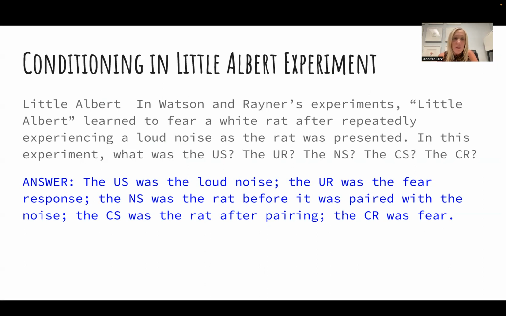So in this experiment, the unconditioned stimulus is the loud noise, because it naturally, without any learning having to occur, produces a fear response in most human beings, right? The neutral stimulus, which becomes the conditioned stimulus, is the rat. Before the rat was paired with this awful noise, it didn't elicit any sort of reaction in Albert. Only when it was paired with that natural stimulus to produce the fear response did it eventually become conditioned. And the conditioned response to the rat itself then, at the end of the learning experience, was fear.